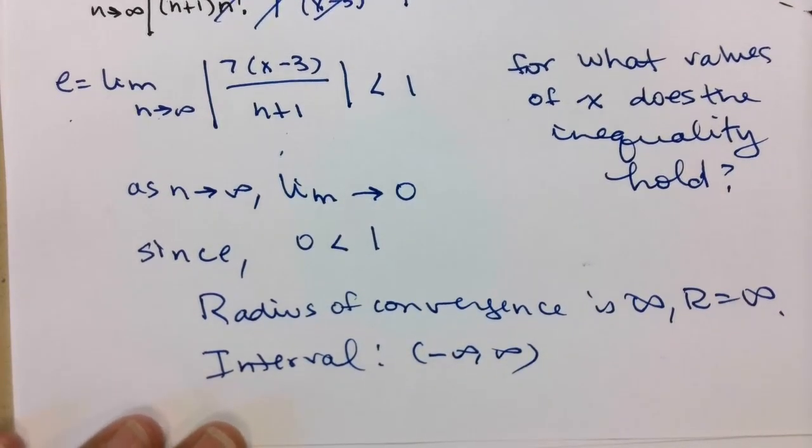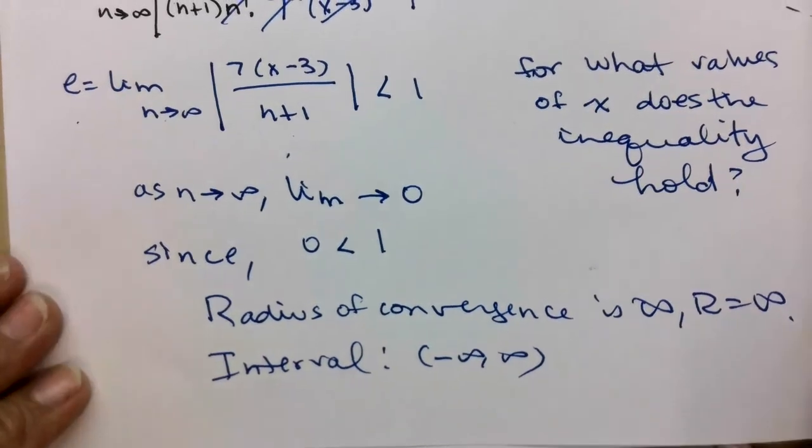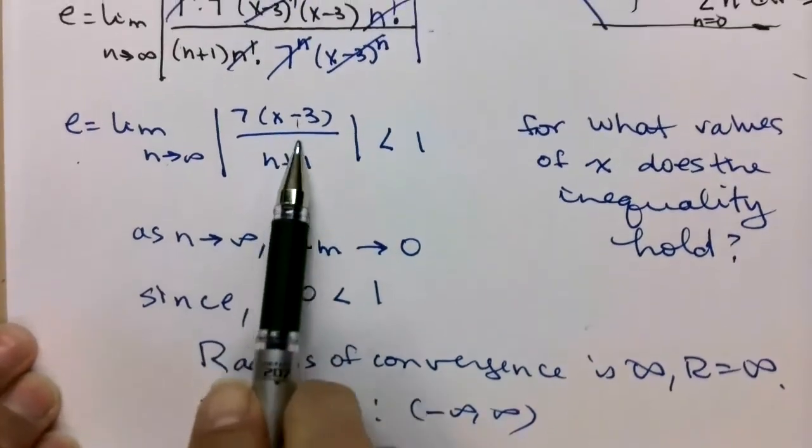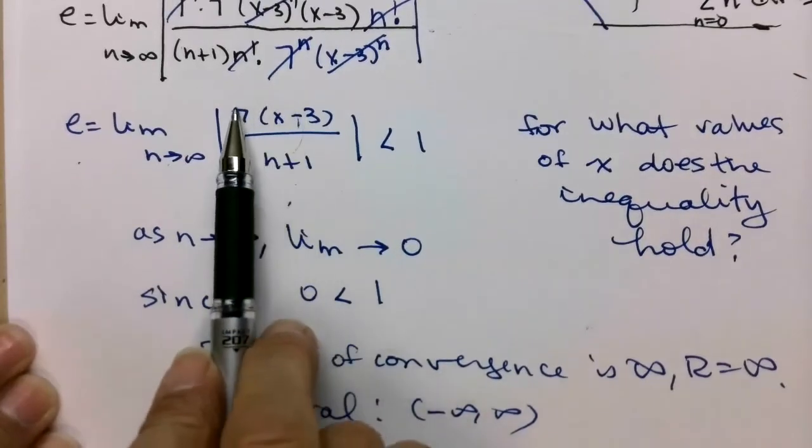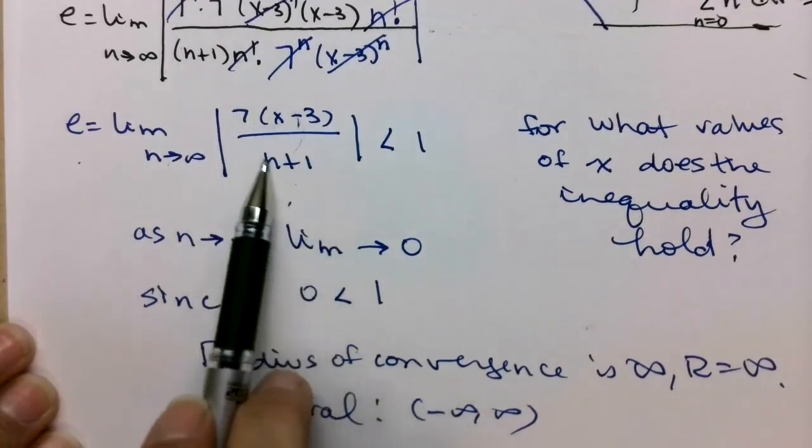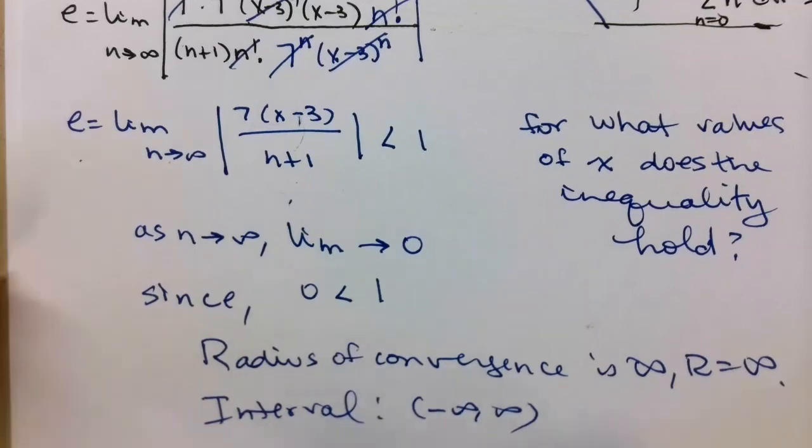Okay. So something you might think about doing on these is, right before you take your limit, if having that x minus 3 on the inside is bothering you, since it doesn't have anything to do with the n, you can factor it out as you take your limit and then bring it back in when you want to solve to find the interval. Okay. All right.